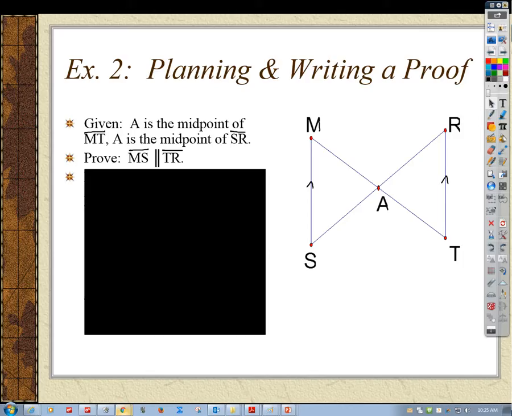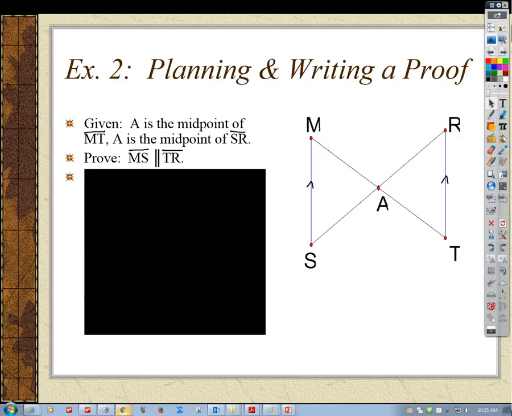Okay, let's take a look. So what are we going to do here? Let's talk about this. You look through your reasons. Now, how is it that we prove lines are parallel? They're coplanar, do not intersect. Okay, they're coplanar and do not intersect.